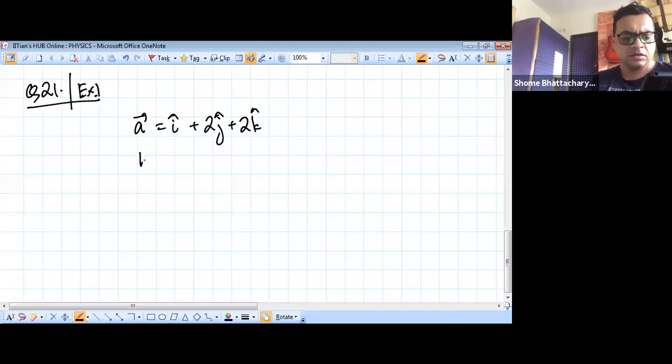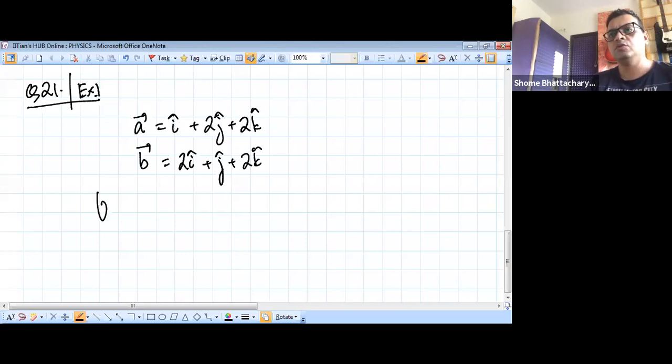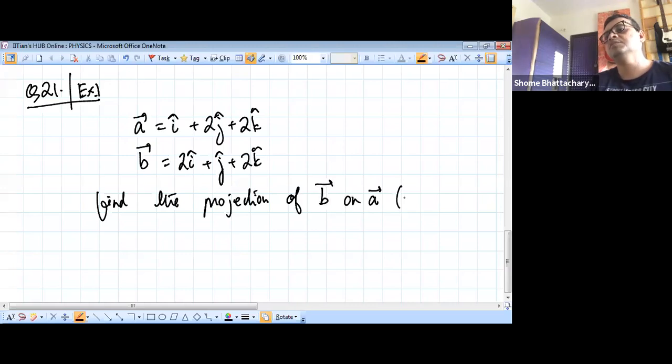Okay. B is the vector 2I cap plus j cap plus 2k cap. Now we have to find the projection of B on E. So we want to find the projection of the vector B on E. That is the same thing as along. On means along only. You have to do this.